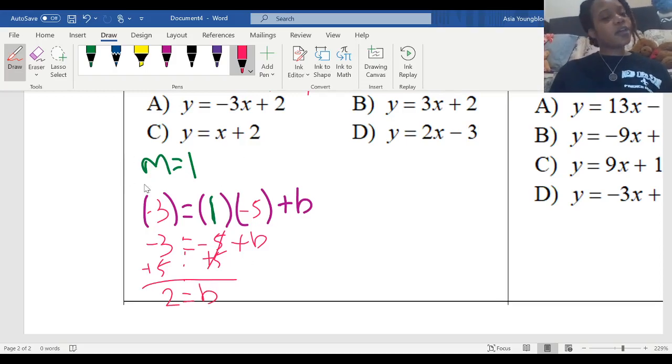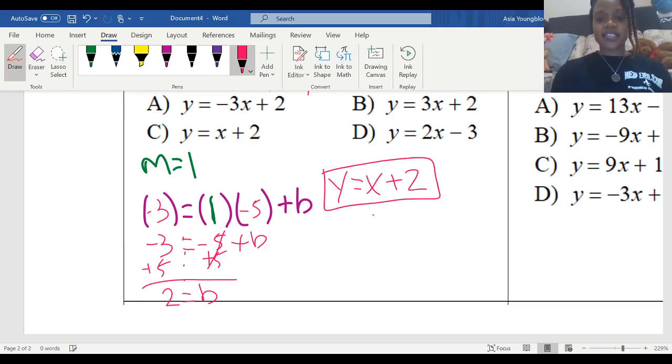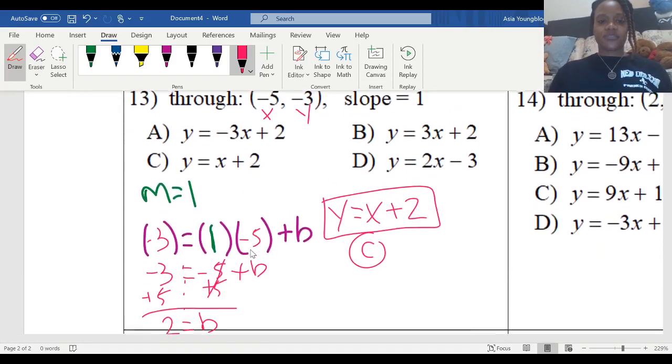So we have our slope of 1 and our y-intercept of 2. So our equation is going to be y equals 1x, or x, plus 2. And we can see that that is letter C. So again, make sure you have this written down for 13.